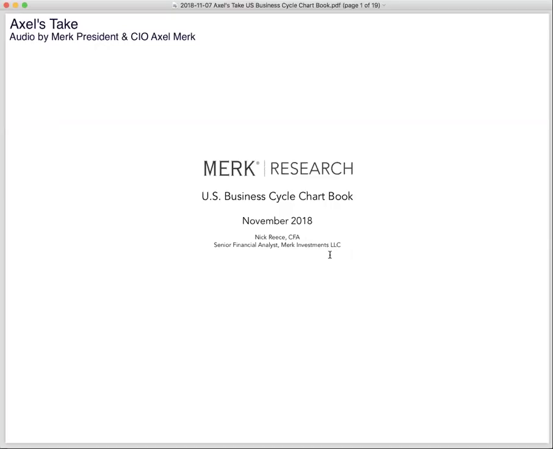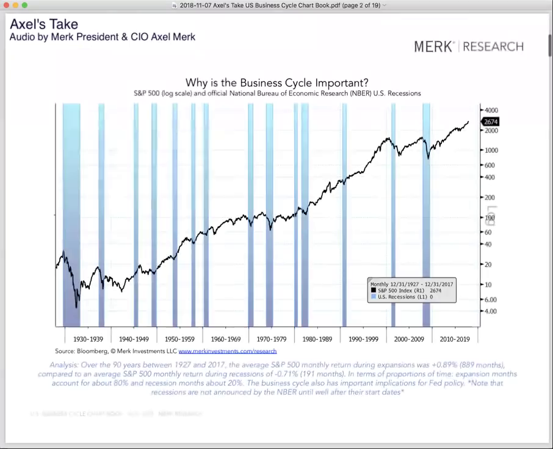As always, these charts are prepared by Nick. I give the in-between-the-line comments on them, and feel free to download the chart book at merkinvestments.com/research, and the blue text underneath is Nick's analysis. I will focus on some added interpretation.